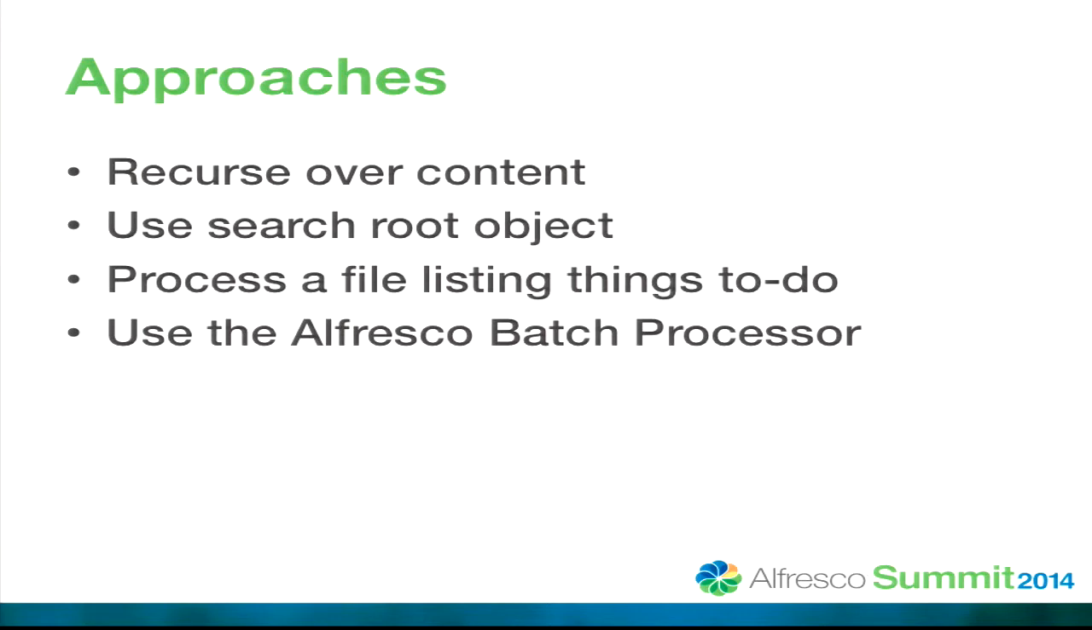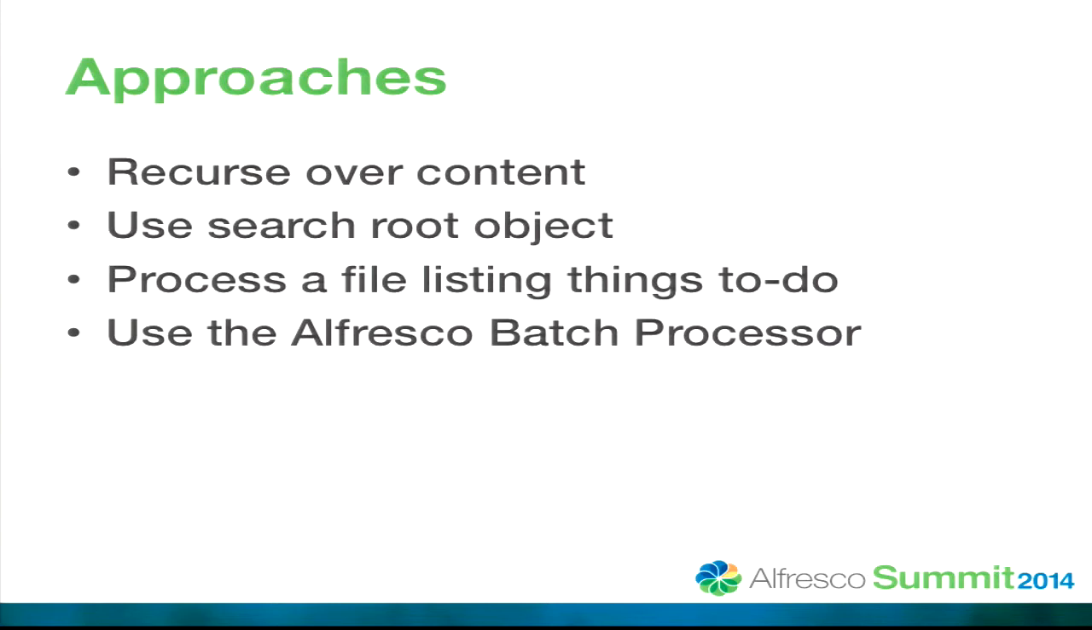So the 3 main approaches are, you could recurse over the content, right? You could basically start at a folder and say, get all the children, and then go through the children's children and their children, and evaluate some business logic. And there are cases where that makes sense. For example, if you have a problem with your index, your Solr index is dead, and you need to go through and process some content, you can't use search. Or if you have holes in your index, this may be the approach you need to take, okay?